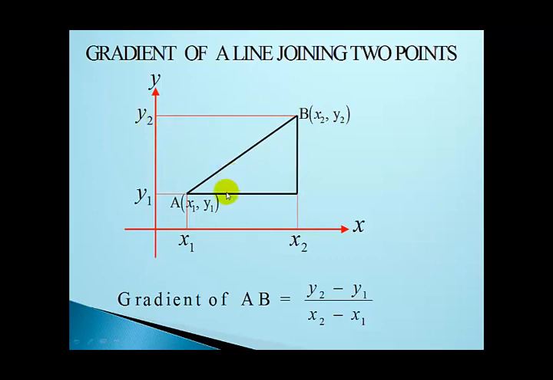Now, the gradient of the line AB, that is the gradient or the slope of the line AB, is given by y2 minus y1 divided by x2 minus x1. That is y2 minus y1 divided by x2 minus x1.